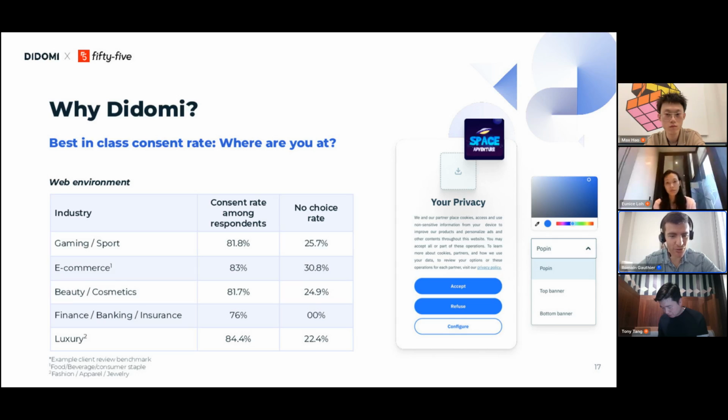Same sort of metrics for web, where we can see the same type of effect between the consent rate and the no choice rate. Anyway, if you're interested, I advise you to download the consent benchmark and also to reach out to 55 or Didomi to have this discussion.